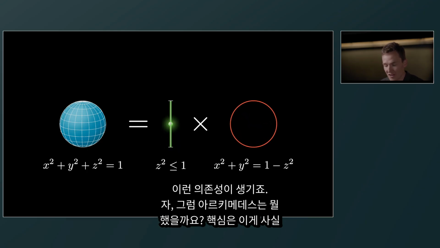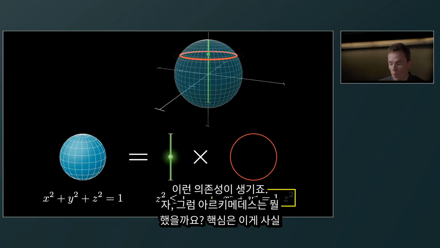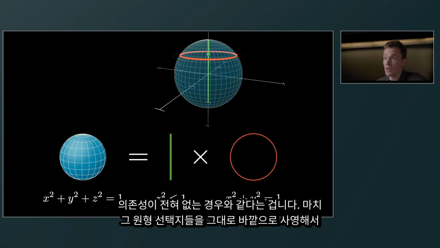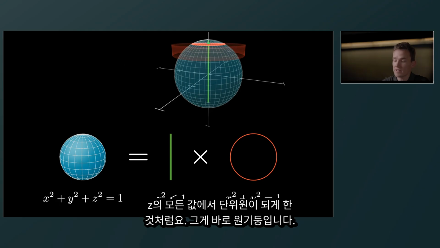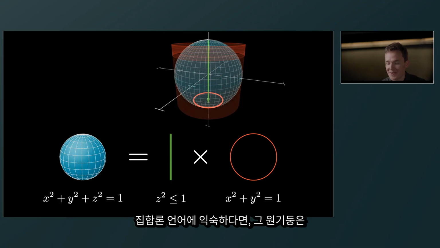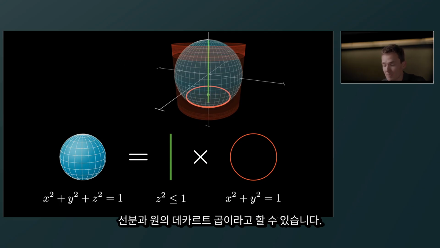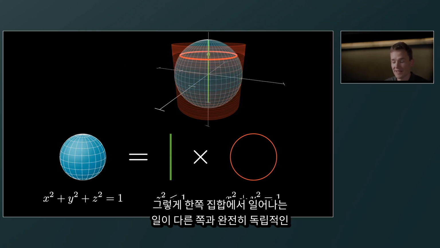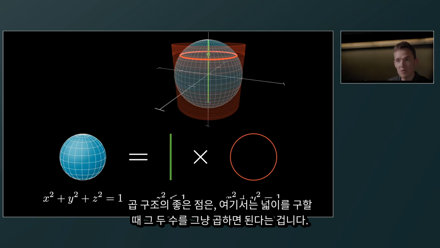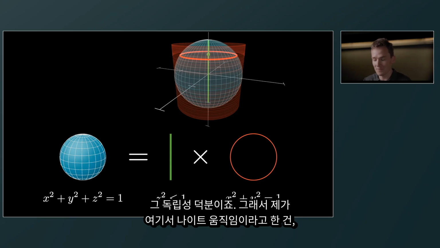Okay, so what did Archimedes do, basically? He said, well, it's actually going to be the same as if there was no dependence. As if you took those circles worth of options and you just projected it out. So at all different values of z, it happened to be a unit circle. That's what we mean by a cylinder. If you are comfortable with the language of set theory, you could say that cylinder is a Cartesian product between the line segment and then the circle. And the really nice thing about taking a product like that, where what's happening on one of those sets is just completely independent from the other one, is if you want to calculate the area, in this case, you can just multiply those two numbers because of that independence.